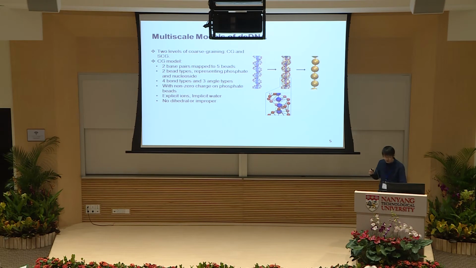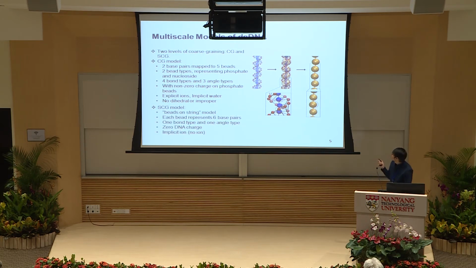Then, based on this model, we go to another level of coarse-graining, which is a bead-on-string model. Because this is a higher level, we call it a super coarse-grained model, or SCG. It's really simple. It has only one type of bead, one angle type, and one bond type. Here, we even make the electrostatic interactions implicit, meaning there's no charge on these beads, so that we can go to a very long time scale and a large spatial scale.